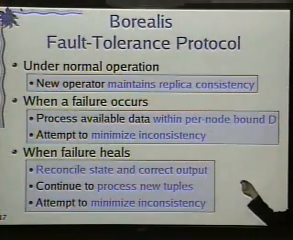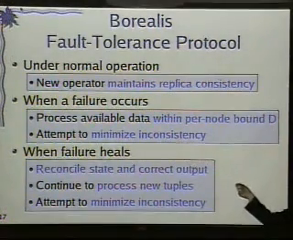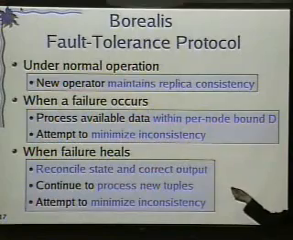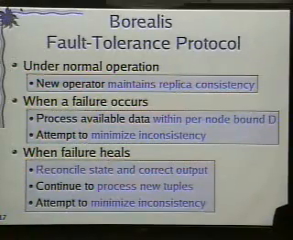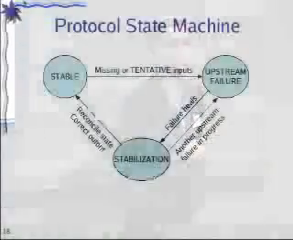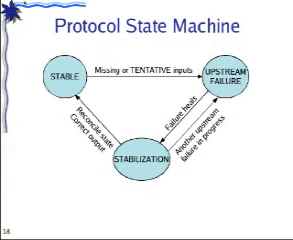And when the failure heals, to ensure eventual consistency, we're going to go back and require that each node reconciles its state and also corrects its output, such that the downstream node will be able to reconcile its state in turn. And at the same time, because we have to maintain availability, we're going to continue to process the most recent input tuples, such that the downstream nodes have access to this information.